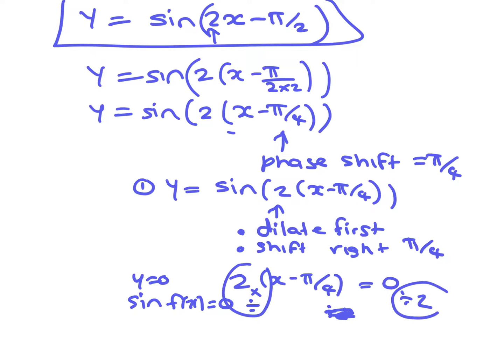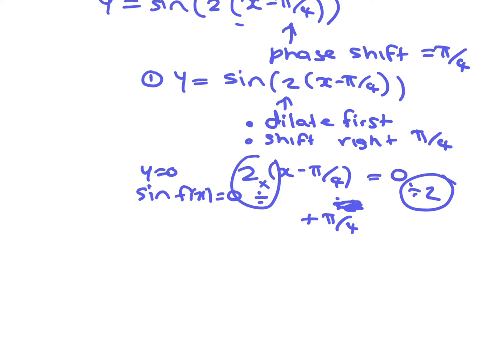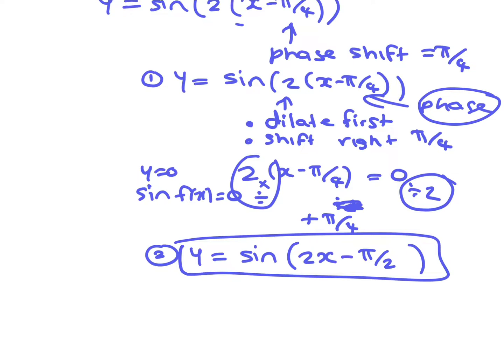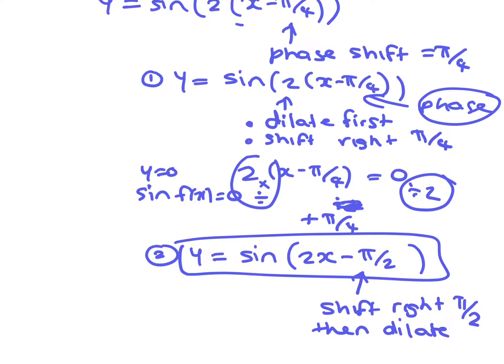So that's the first thing. So you're dilating, and then you're adding your pi on 4. Okay, so the other way of looking at this is if you kept it like this, it'll still have an overall phase. If you want to get the phase, it can only be done by factorising out the 2. So if you have this here, the first thing that you could do is shift to the right pi on 2, and then you dilate by a scale factor of 2.